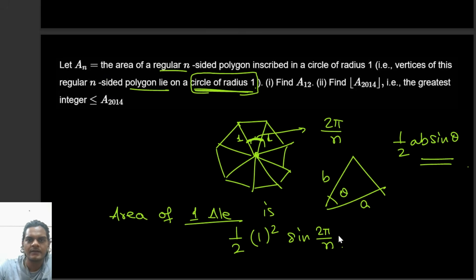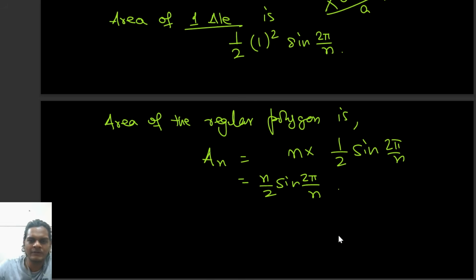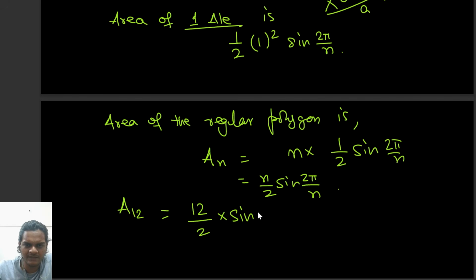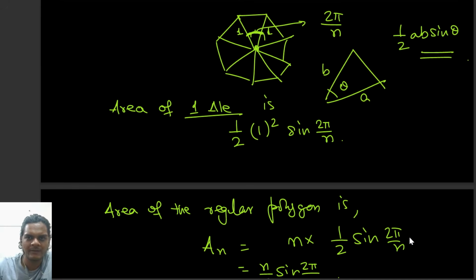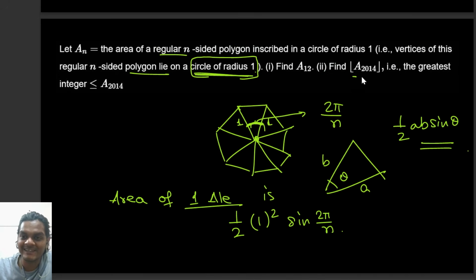So you can find A12. That should be easy. A12 is equal to 12 by 2 into sine 2 pi by 12. So that happens to be 6 sine pi by 6. Pi by 6 is 30 degrees. So 6 into 1 by 2, which is 3. No problem. But we want to find something crazy here.